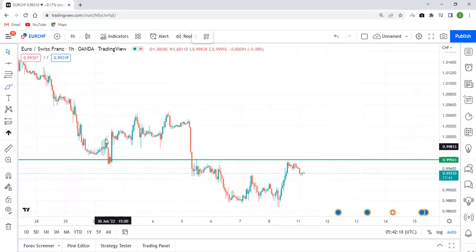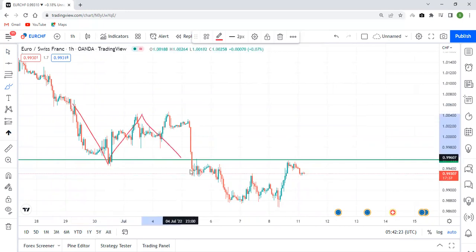So now let's put the drawing tools back. As you can see, we get this move, we get this pullback, and then we get this break and close below this previous structure.